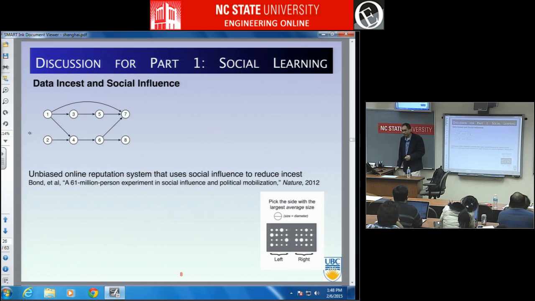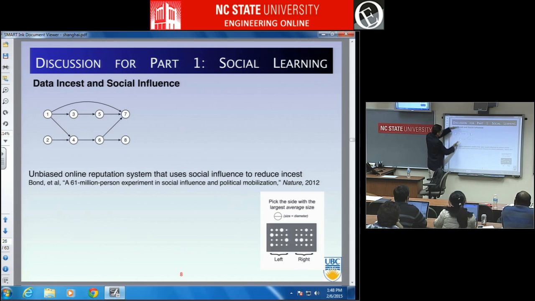If there are only 2 people, this is trivial to solve. But if I have thousands of people on a graph with asynchronous communications, how do I do that? Well, that is really the question of how do you eliminate data incest. So data incest arises in any social learning system the moment you have a graph where you have these loops. So this is basically a Bayesian network with a loop. I have two paths to a given node, 2 sources of information.